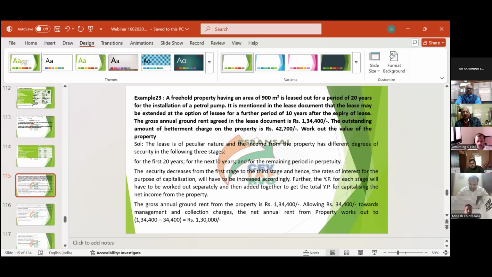A freehold property having an area of 900 square meter is leased out for a period of 20 years for installation of petrol pump. It is mentioned in the lease deed that the lease may be extended at the option of the lessee for a further period of 10 years after the expiry of lease. The gross annual ground rent agreed in the lease deed is 1,34,400. The outstanding amount for betterment charge on the property is 42,700. Work out the value of the property.